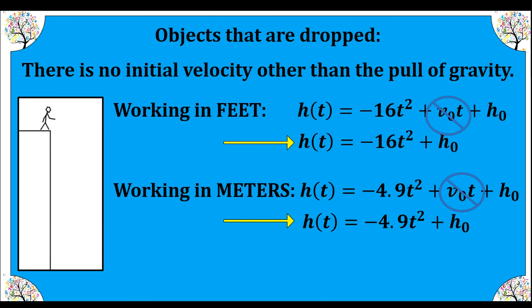So let's write this down for sure. It's the same concept. However, we will not have a velocity because nothing is being launched or thrown. So this is for objects that are dropped. You can see there's no middle term. So ultimately, this is going to be your formula. Again, you will not have a velocity when things are dropped. If you're working in feet, negative 16. If you're working in meters, negative 4.9.